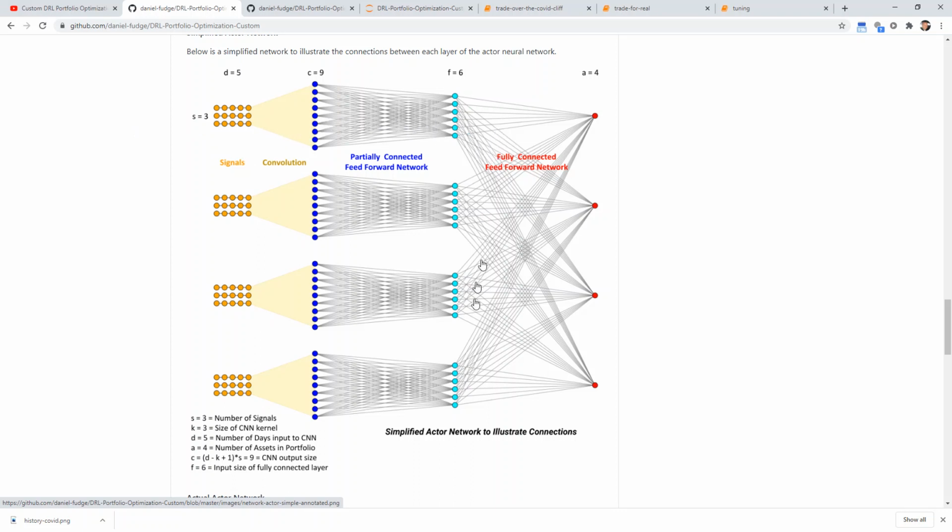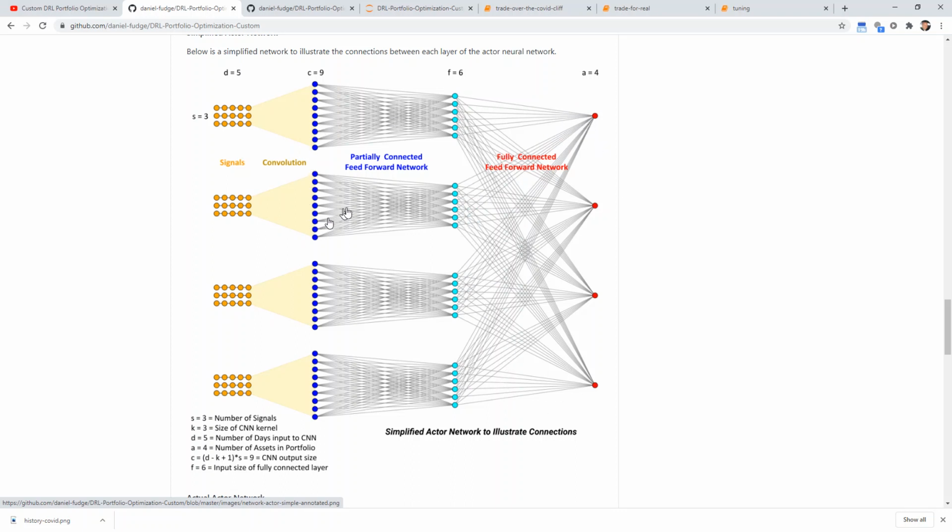But then we get into a fully connected layer here, and this is what we want, this is the desired weights. And so the desired weight you have for a particular asset is not just determined on what the asset itself was doing, but how the other assets were doing. And so that's why there's this cross connection in this fully connected layer here.